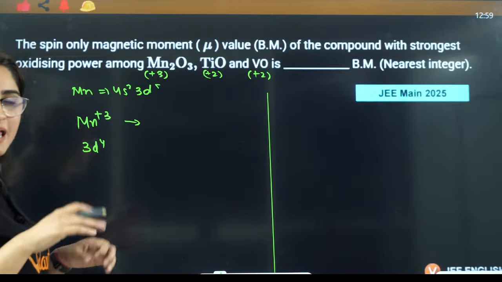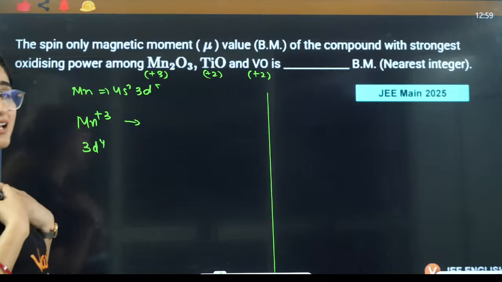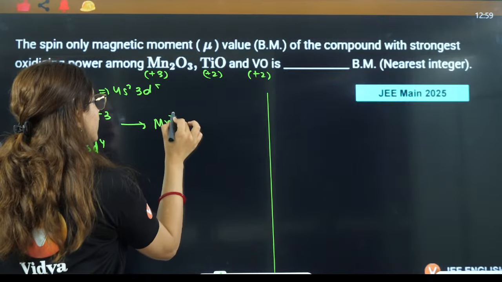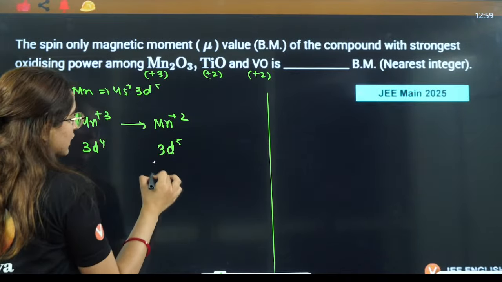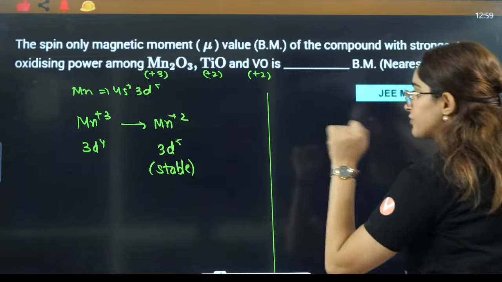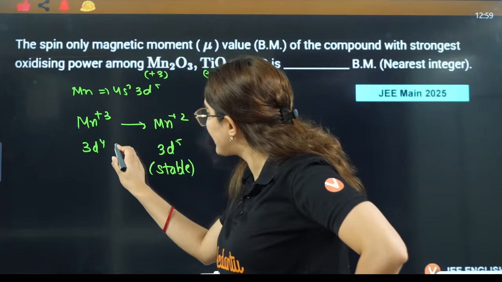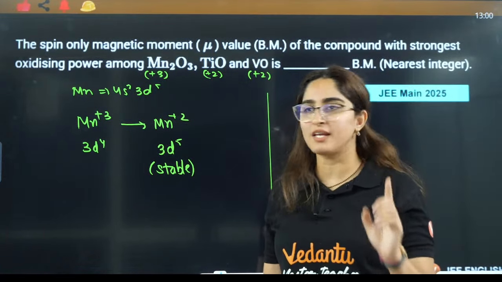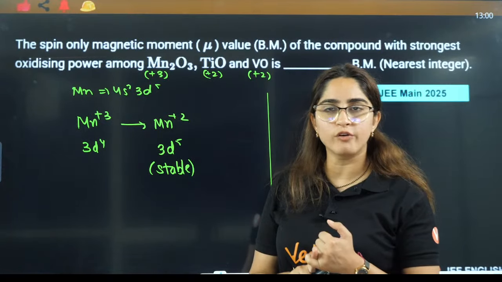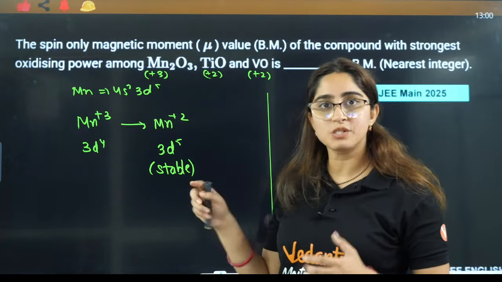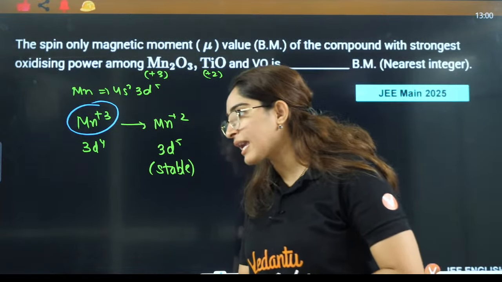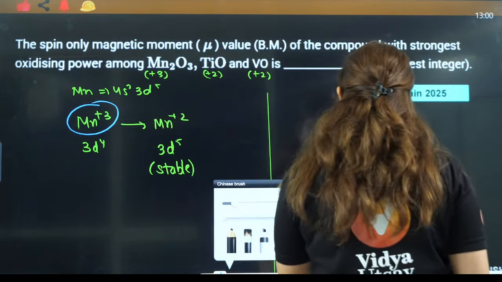Oxidizing power means oxidizing agent. If it is a good oxidizing agent, it is itself getting reduced very easily. That means it is easily getting converted to plus 2, because it is getting converted to a stable oxidation state. In plus 2 it exists as a stable electronic configuration, d5, so it can easily get reduced. If it can easily get reduced, it is a very good oxidizing agent. That is the reason.